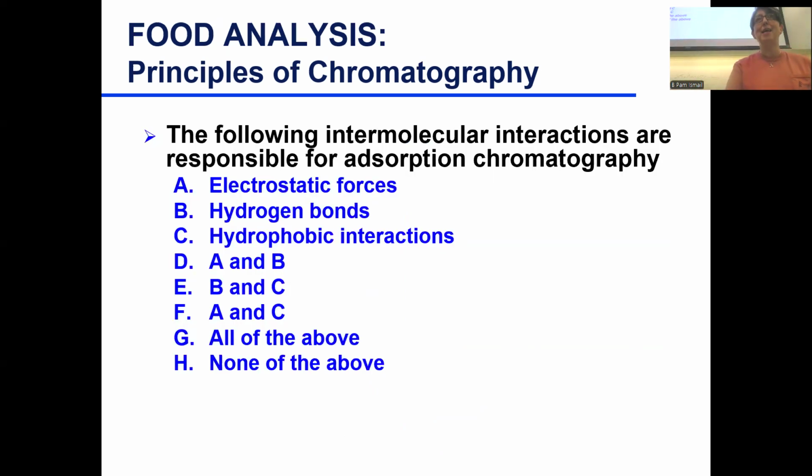Okay, let's get down to business. The following intermolecular interactions are responsible for adsorption chromatography. I don't expect you to know what adsorption chromatography, partition chromatography, or size exclusion chromatography are. We're going to learn all of that. But adsorption, from the name, means the molecule is adsorbing to your stationary phase. What kind of interactions do you think are happening? Now, don't think about justice. There is no such interaction in that store. But what kind of interactions do you think are happening?